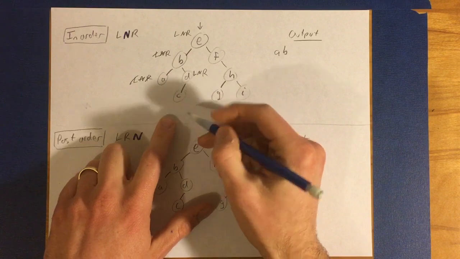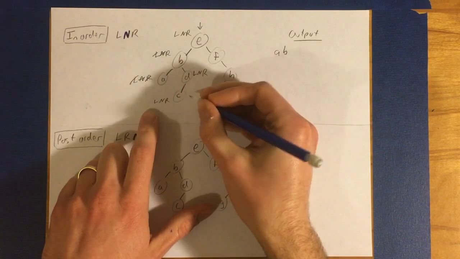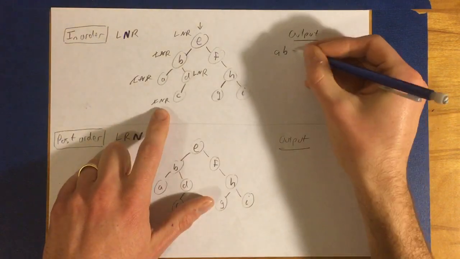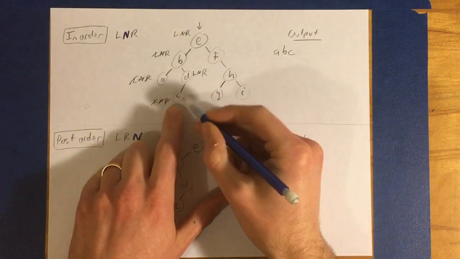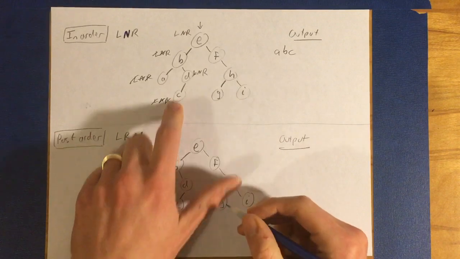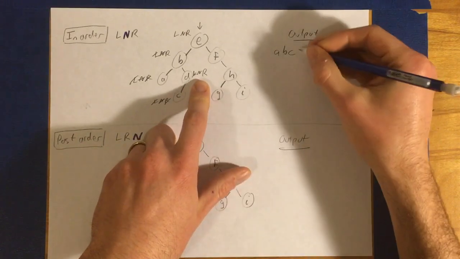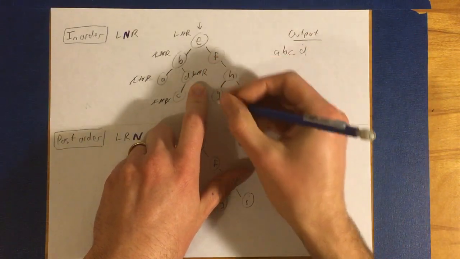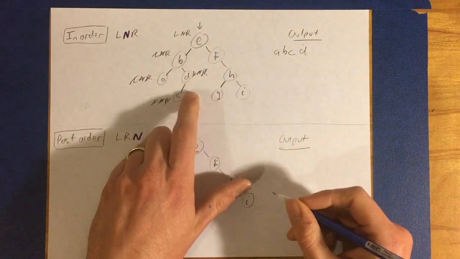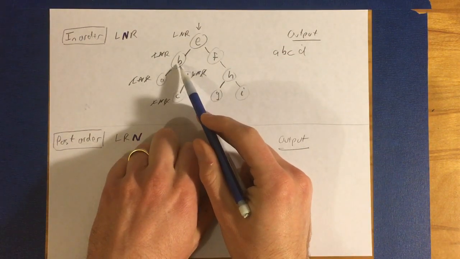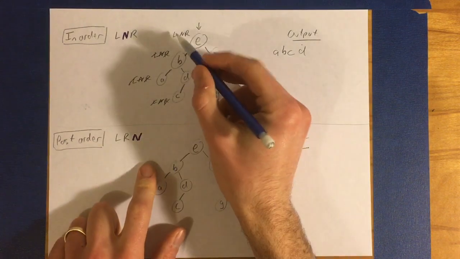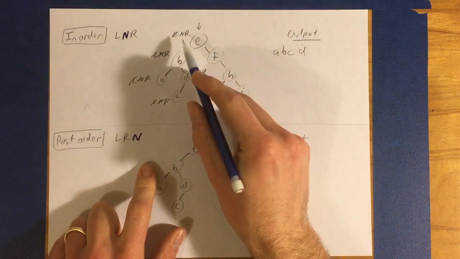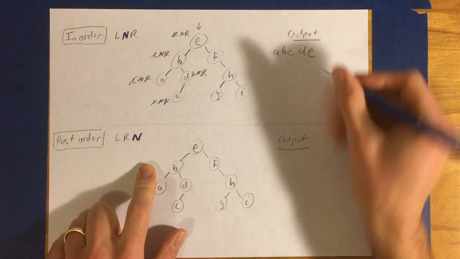So D goes left first to C, which doesn't have a left child, but it does print itself. And then it goes to its right child, but it doesn't have one, so it returns to D. Now D is done visiting its left child, so it prints itself, D, and then visits its right child, but it doesn't have one. And it returns to B. B is done visiting its right child, so it returns to E, and now finally E is done visiting its left child, and E gets to finally print itself.